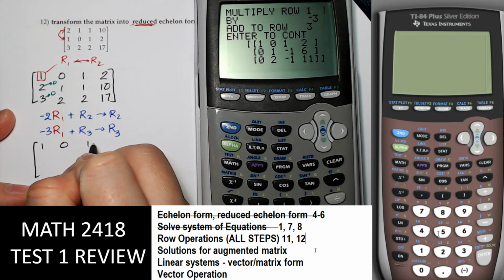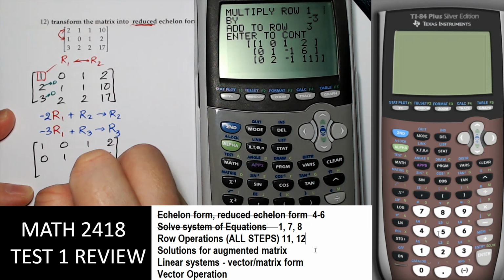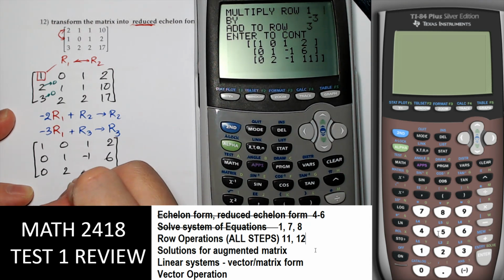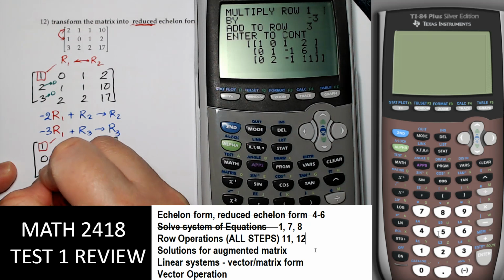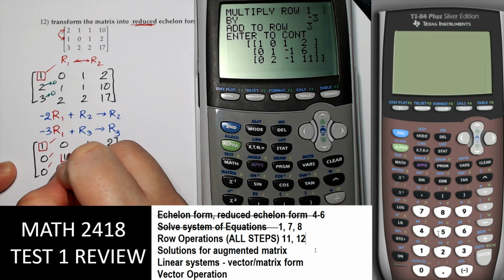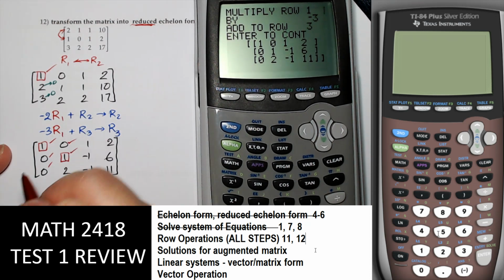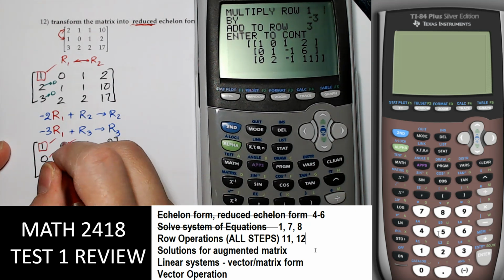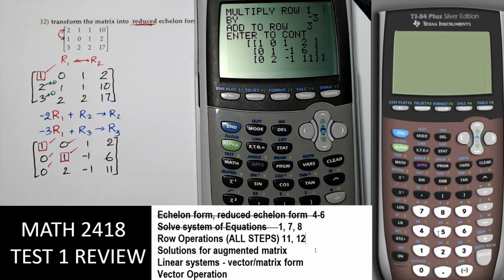1, 0, 1, 2; 0, 1, -1, 6; 0, 2, -1, 11. Right. Let's check. The 1 here, the pivot, is good, 0, 0, good. The 1 here is the pivot on the echelon form, so that is good. This 0 is also good. We just need to turn this to 0. In reduced echelon form, everything else in the pivot column has to be 0, except for the pivot entry, of course. So we're going to turn that to 0.